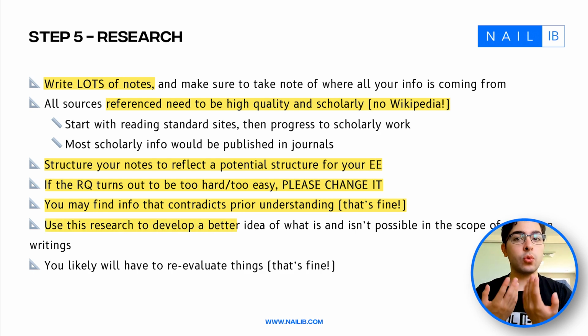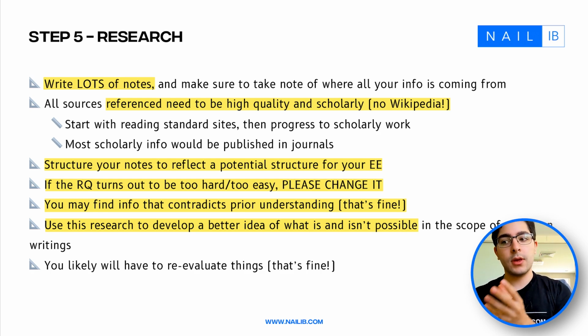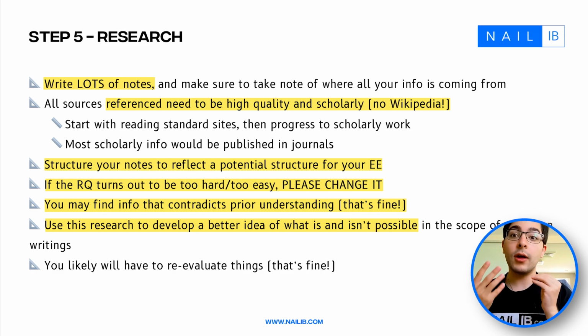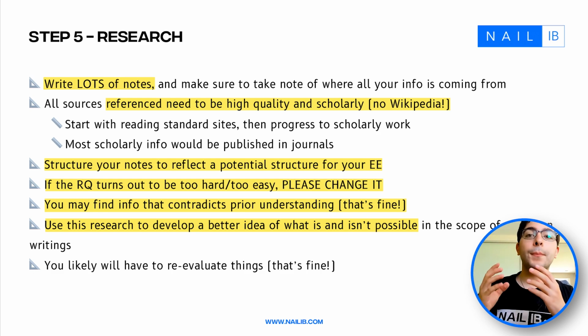Now, you should use this research to develop a better idea of what is and is not possible in the scope of your own writing, because you need to think about, once again, you are a high school student and you're writing 4,000 words. You are not a PhD student, you're not an honors student at university, you are just a high school student, so there's only so much you can achieve. Now, there's still plenty you can. Don't think that that's an excuse to slack off. No, you can still achieve so much as a high school student, but you still need to be realistic with what you set out to be possible with your essay.